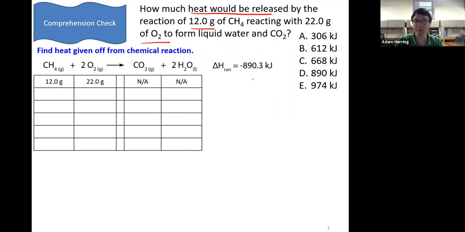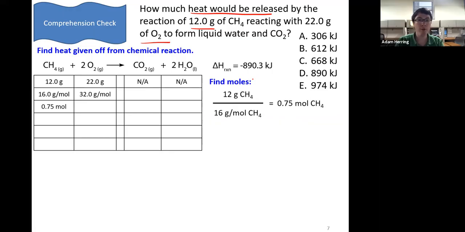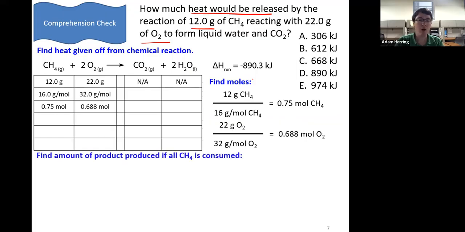We need to find out how many moles of each of these there are, and then determine if there's a limiting reactant. So we can use the molar mass of methane and the molar mass of oxygen to find the number of moles of each of them. For methane, we have 3/4 of a mole, and for oxygen, we have 0.688 moles. Now, we need to find out the amount of product that's produced when our reactants are consumed.